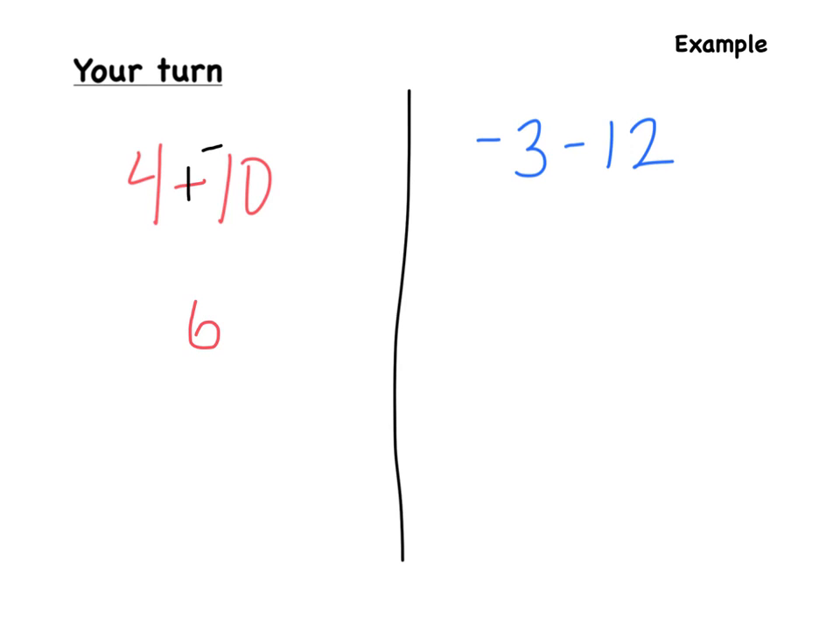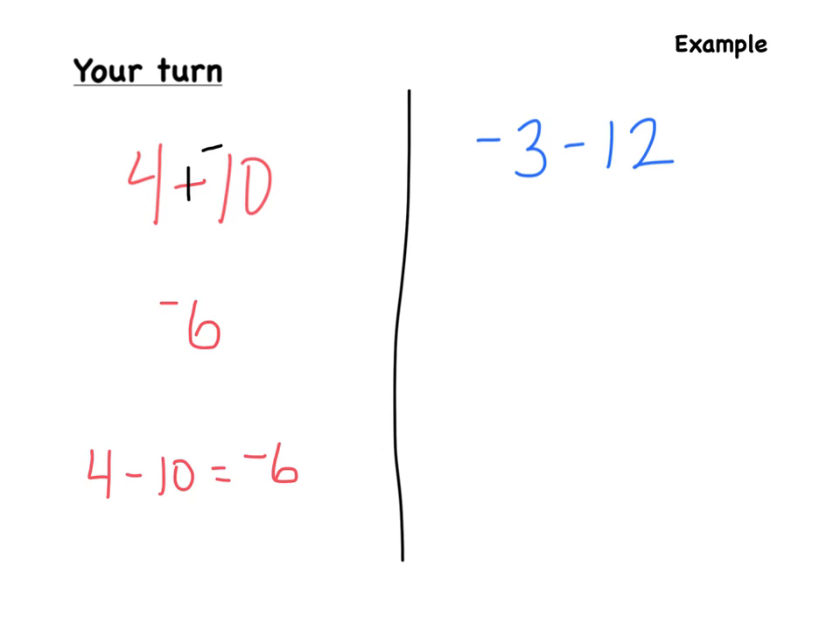Now, which one has a greater absolute value? Is it 4 or is it 10? The answer is 10. Since 10 is a negative, it's going to be a negative 6. So our answer is negative 6. And if we want to rewrite it, 4 minus 10 is equal to negative 6.